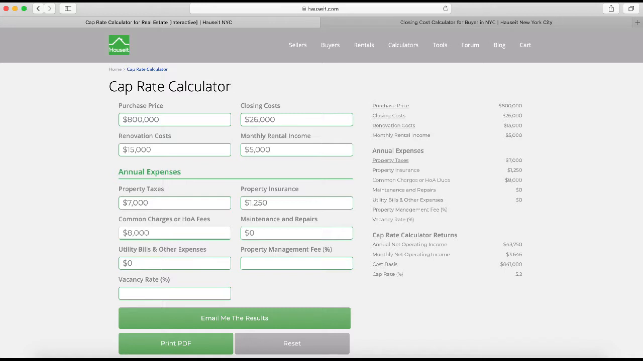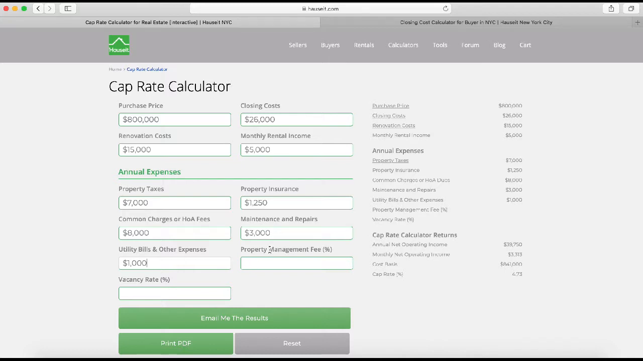That would be about $600, $700 a month. Maintenance and repairs, we're just going to plug in a random number, 3K. So let's assume that you need to hire a contractor for a week or two to do some various repairs. Maybe you had to buy a new washing machine or something like that. Utility bills and other expenses. This is an interesting field because in theory, if you have your tenant paying a lot of these, then really you shouldn't be putting them here. So let's just say utilities, things that you have to pay are $1,000.